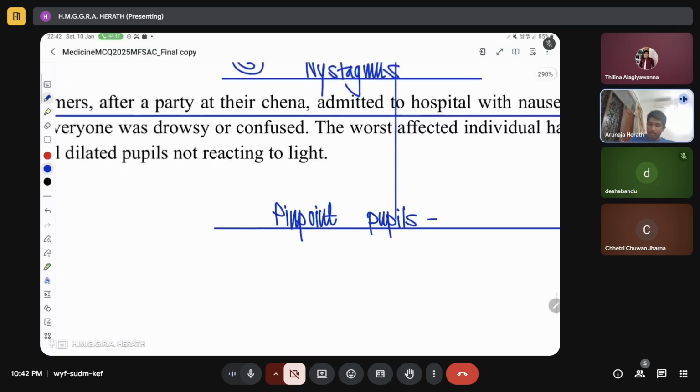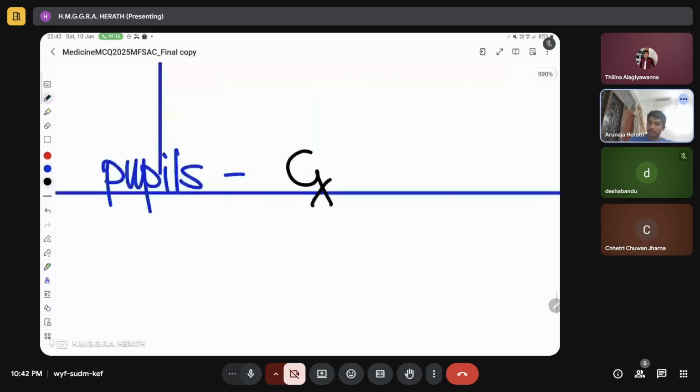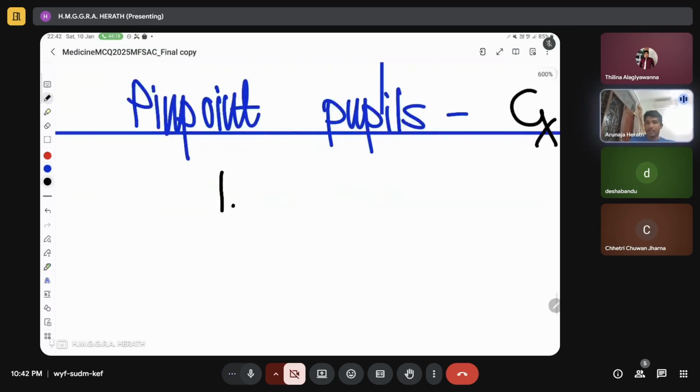What are the causes of pinpoint pupils? Hello. What are the causes of pinpoint pupils?